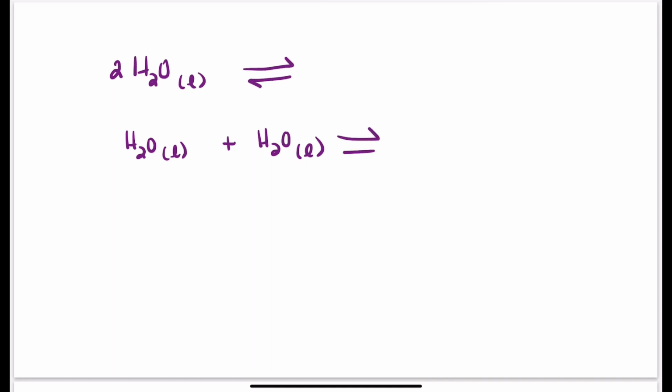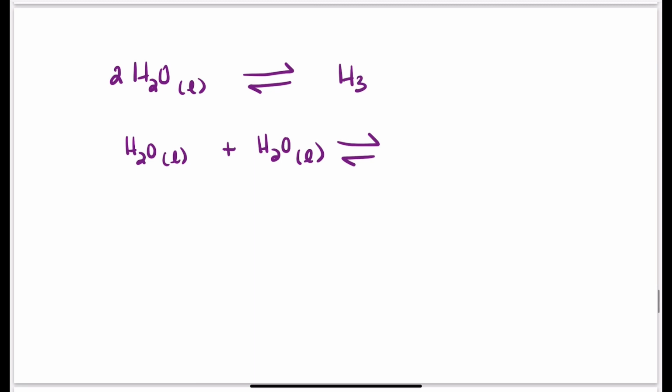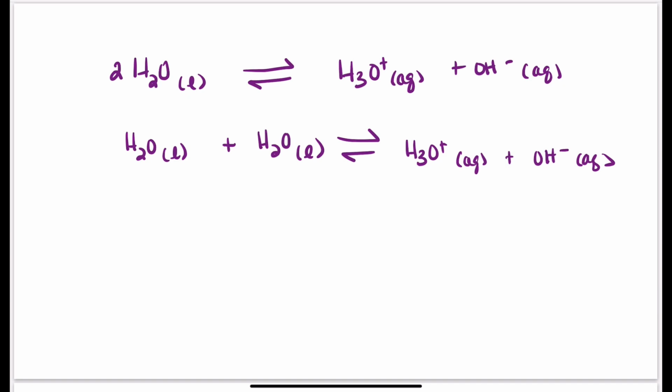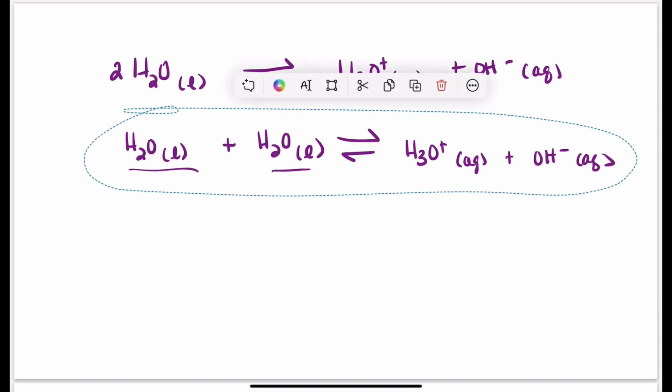But these form an equilibrium with 1 hydronium ion and 1 hydroxide ion. How do I know this? Experimentation. We have figured this out. So for ease, I'm going to use the top equation, but again, the bottom equation, they mean the same thing. The 2 in front, I can split it up into 2 different molecules here. But I just want my space back on my board.